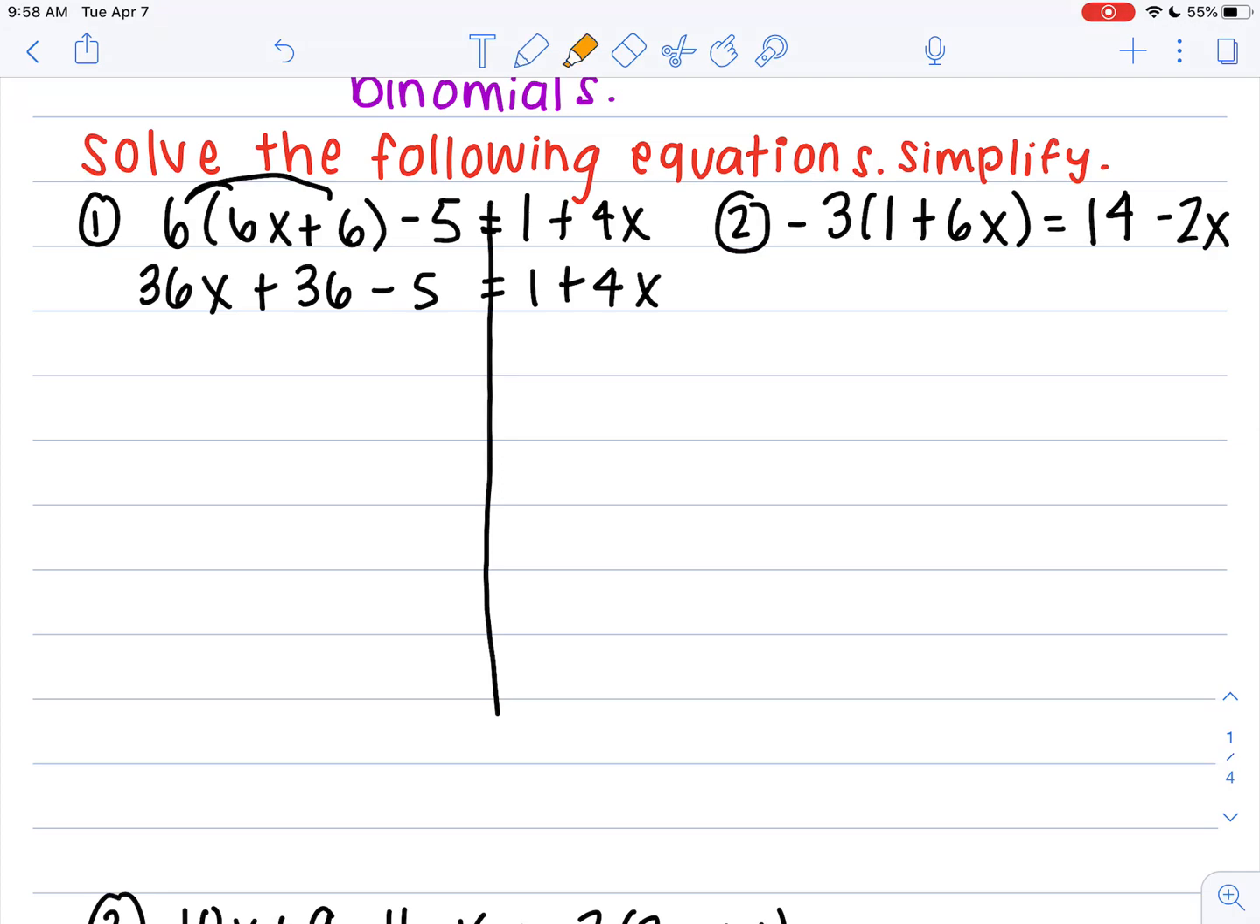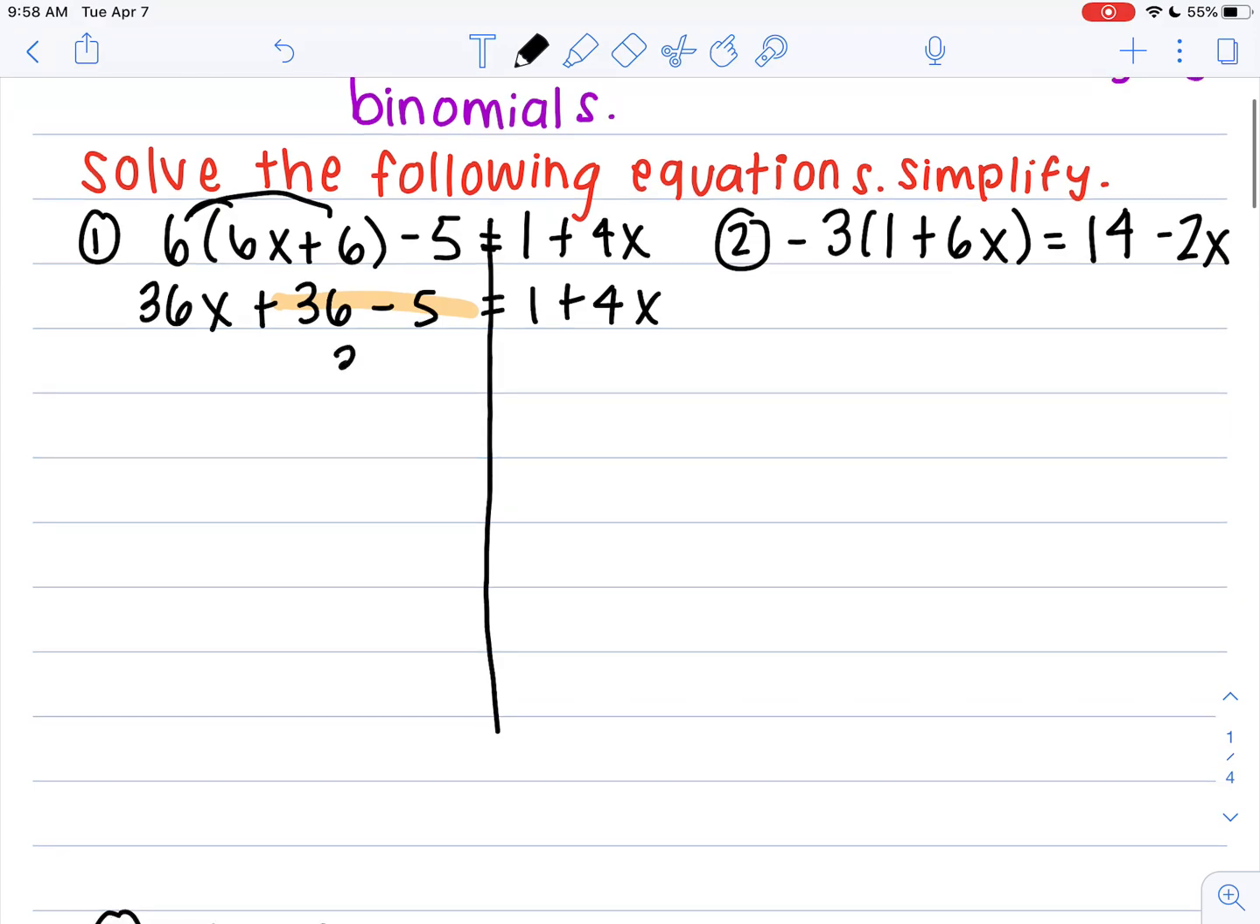Okay, now we're going to combine like terms. So 36 minus 5 is going to be 31. And then 36x equals 1 plus 4x. It doesn't matter where you put the x's, but they need to be on the same side. So let's subtract the 4x on this side.